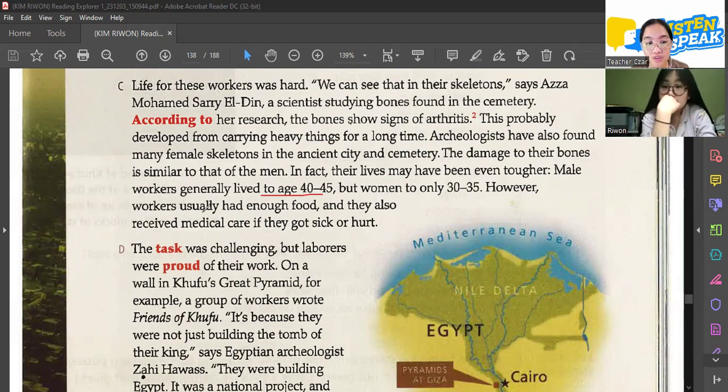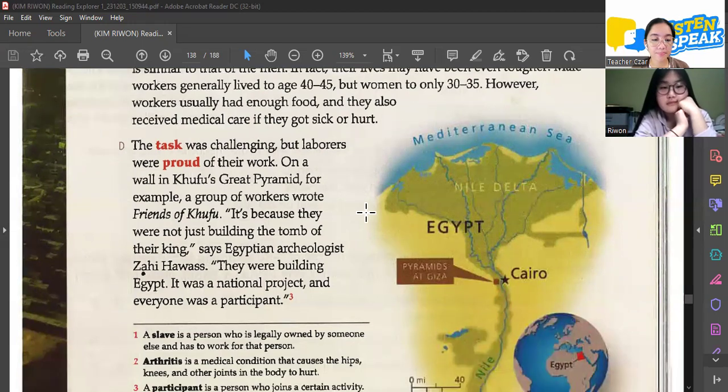However, workers usually had enough food and they also received medical care if they got sick or hurt. So even though the life of the workers was really hard, they still had enough food and received medical care if they got hurt or sick. Now, let's have letter D.